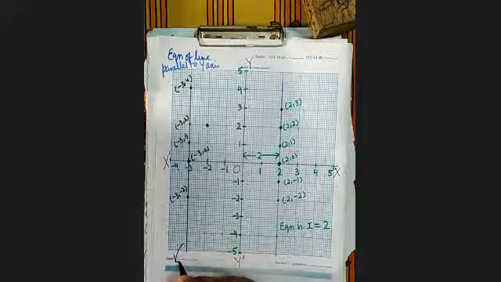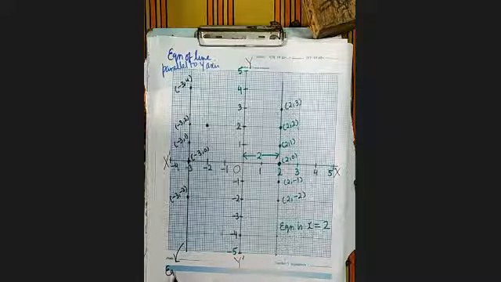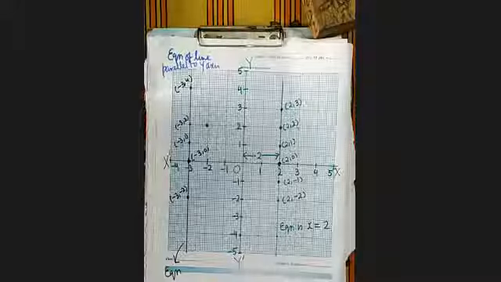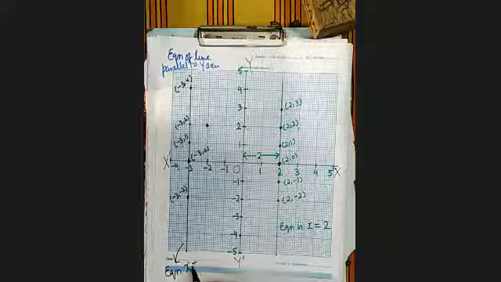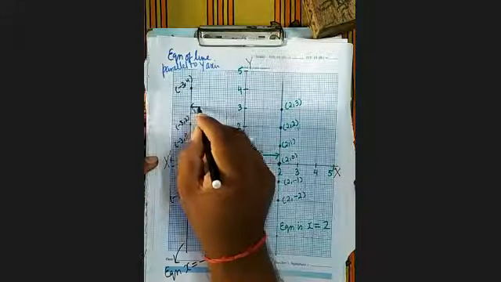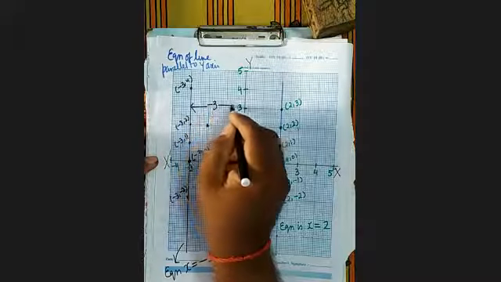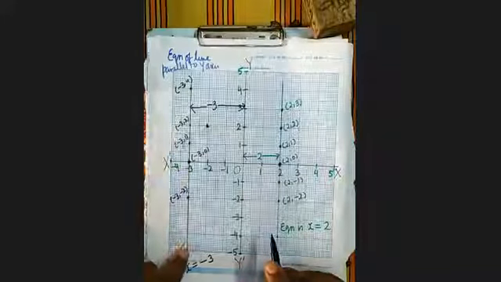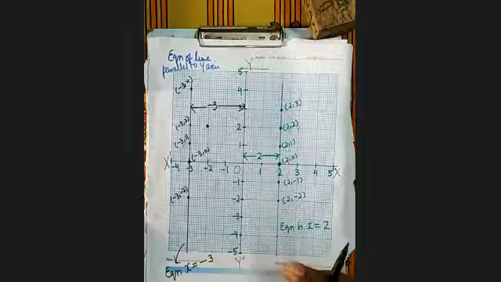Which coordinate is the same? Is the y coordinate the same or x? x. So the equation will be x equals -3, and here this distance is -3. -3 is its perpendicular distance from the y-axis.